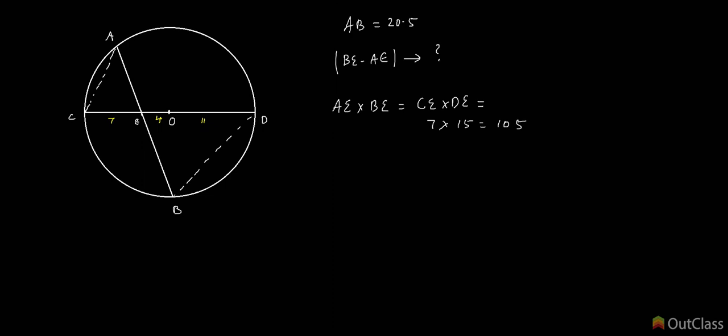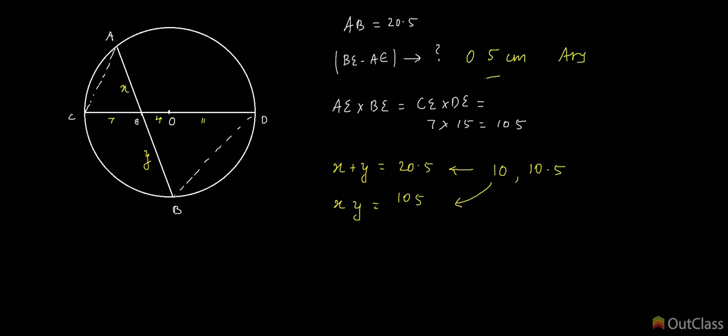So I'm just going to call AE and BE as X and Y. We have X plus Y is equal to 20 and a half. XY is equal to 105. This is quite simply 10 and 10.5. The numbers are 10 and 10.5. They have a sum of 20.5 and a product of 105. So the difference between BE and AE is 0.5 centimeters, and that's your answer.